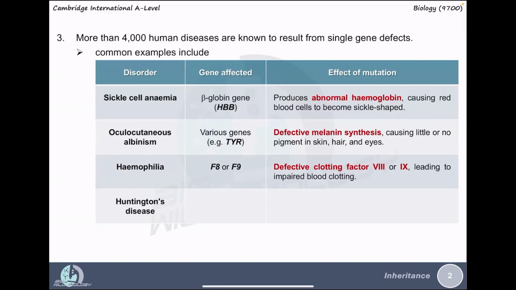The next disease is Huntington disease, in which the mutation takes place on the HTT gene, commonly known as the Huntington gene, due to the CAG trinucleotide repeat expansion, causing progressive neurodegeneration.